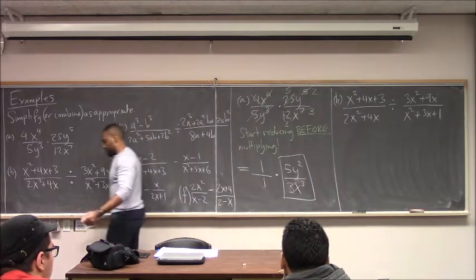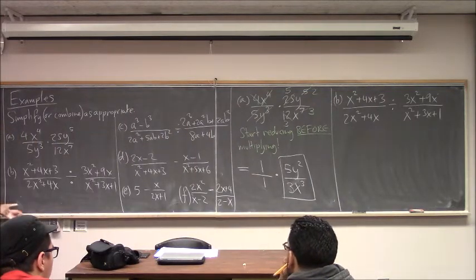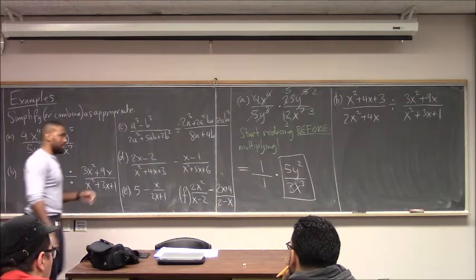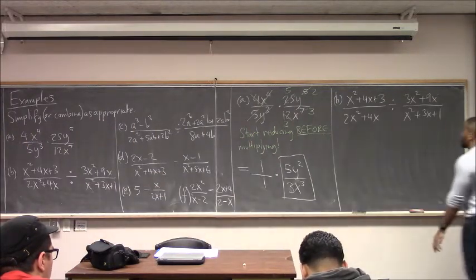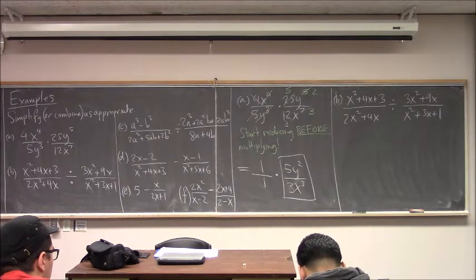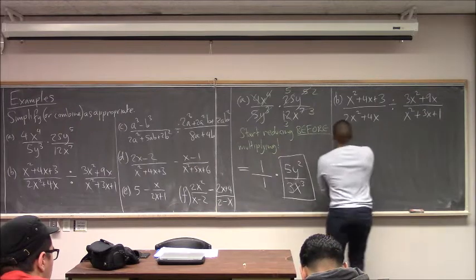Here, factoring by the trial and error method versus the AC method actually makes our lives easier. We learned to do that one. Okay, what would we do here? Keep, change, flip. That rule still applies.